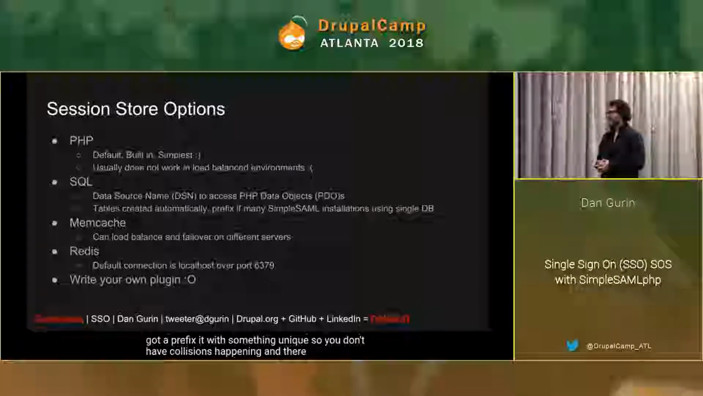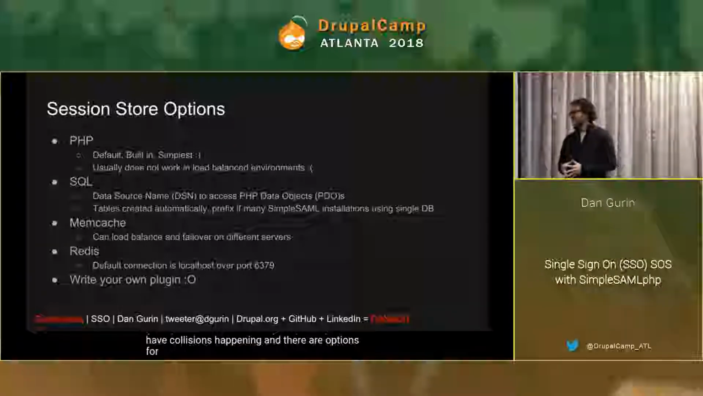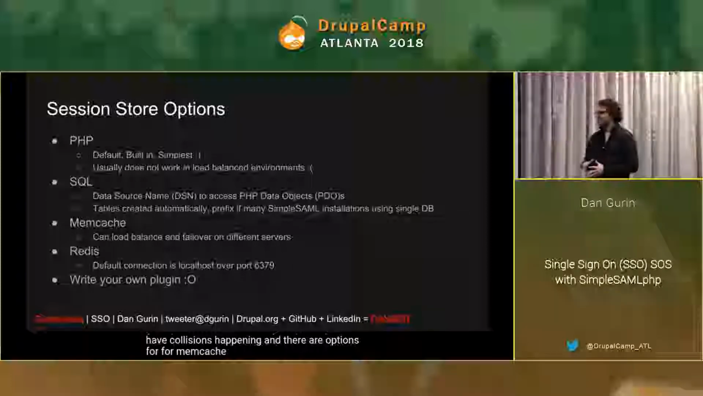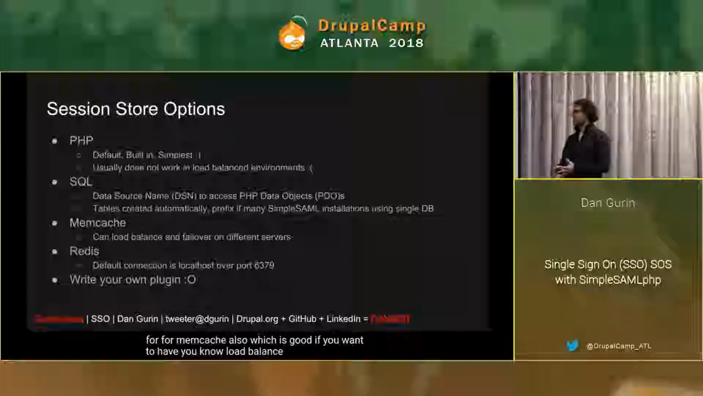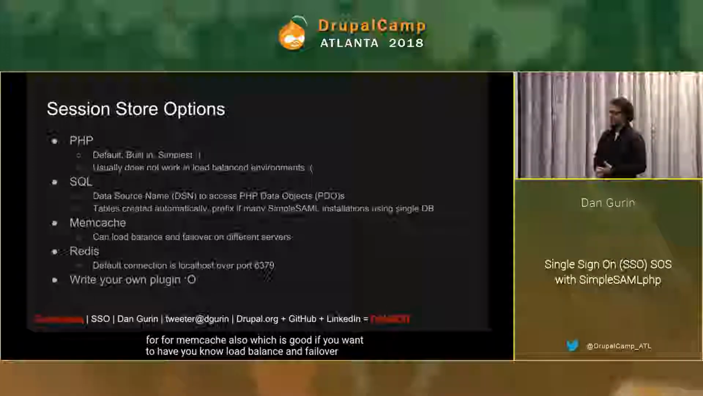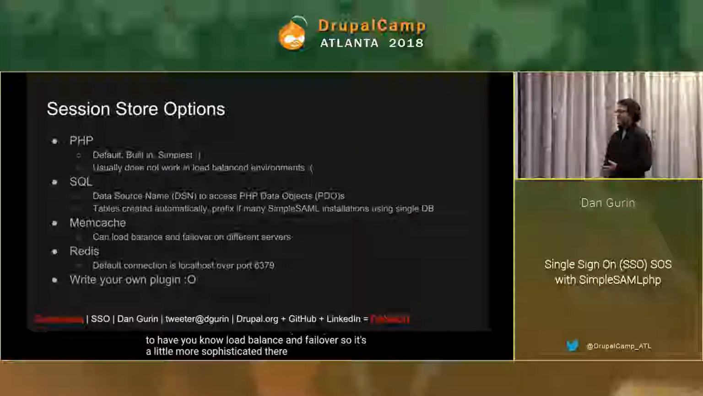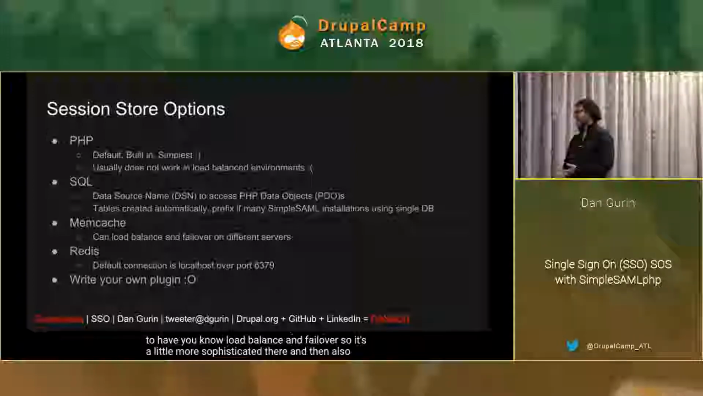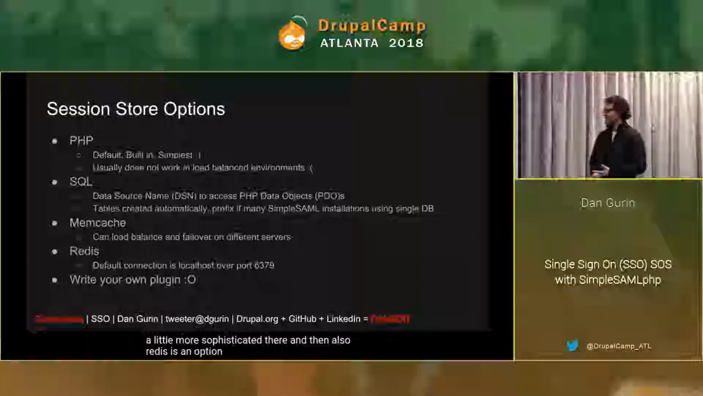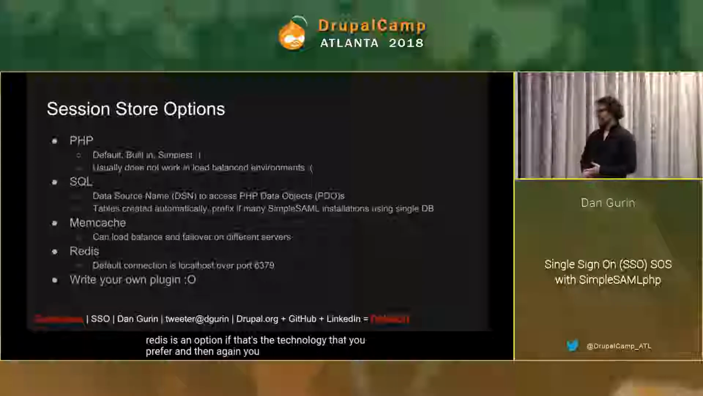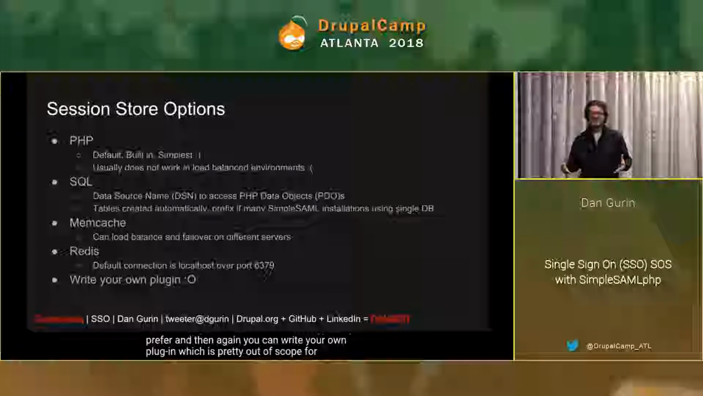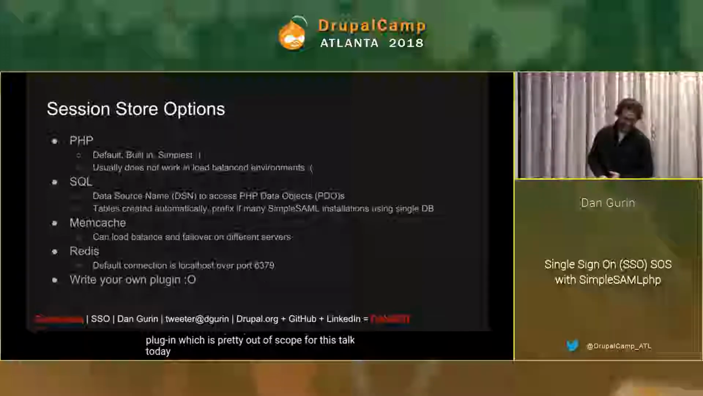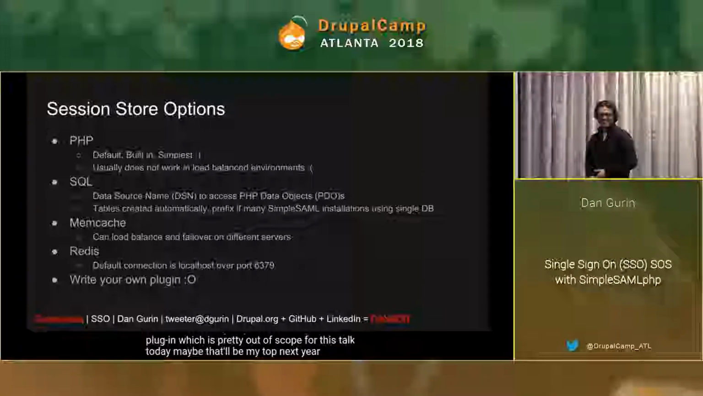And there are options for memcache also, which is good if you want to have load balance and failover. So it's a little more sophisticated there. And then also Redis is an option if that's the technology that you prefer. And then again, you can write your own plugin, which is pretty out of scope for this talk today. Maybe that'll be my talk next year. I don't know.